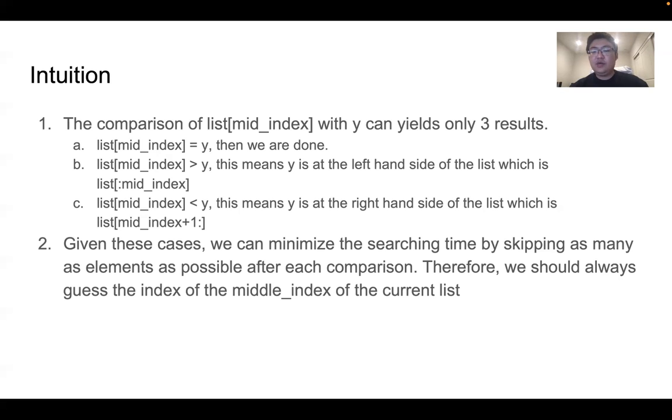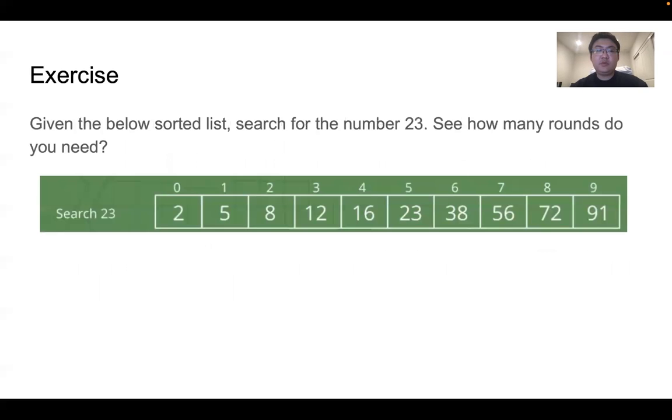Given these cases, we can minimize the searching time by skipping as many elements as possible after each comparison. Therefore, we should always pick the middle index of the current list.